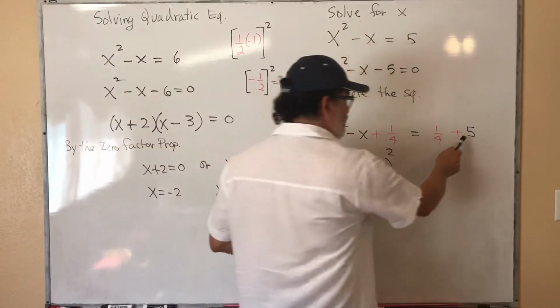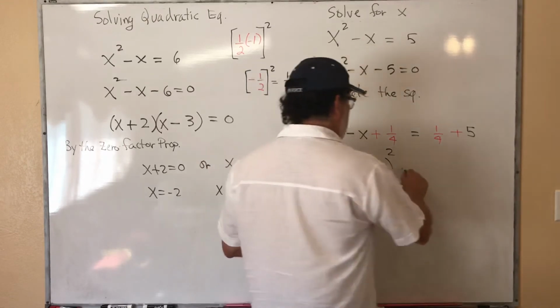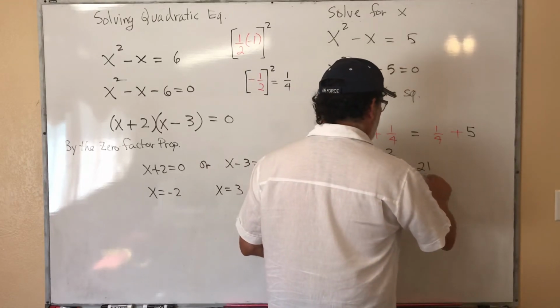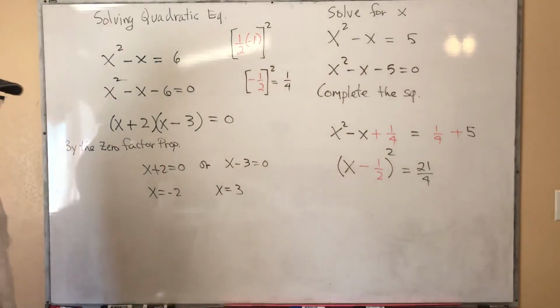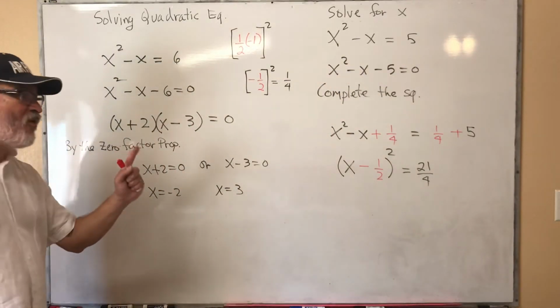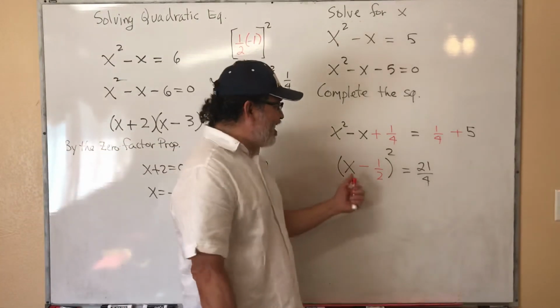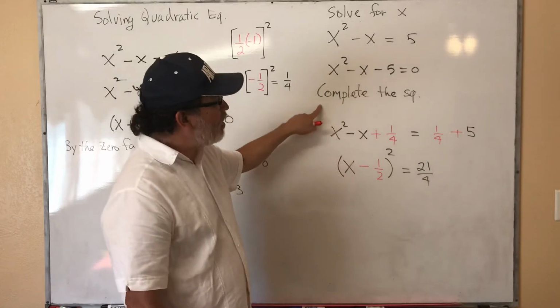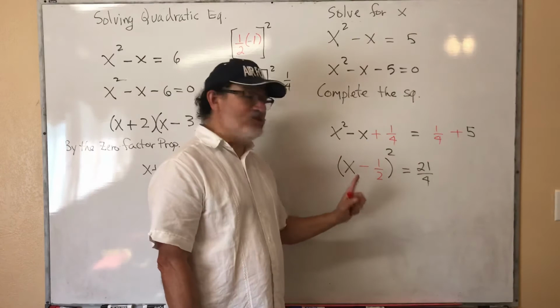What about this? What is this? What's 5 times 4? 20 plus 1. 21. Equals 21 over 4. Okay. Now go class. Now we have completed the square. Now can we solve for x now? Yes, we can.